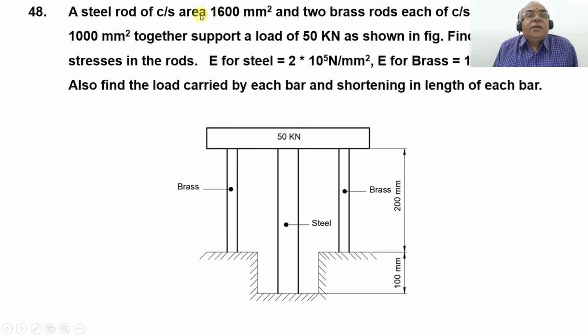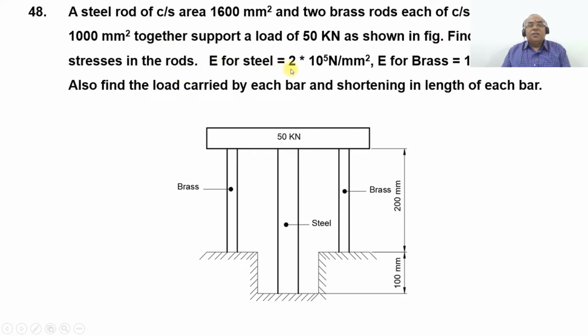So we have the steel rod of cross-sectional area 1600 mm square. So this is the steel rod which is having 1600 mm square, and two brass rods each of cross-sectional area 1000. So these are the brass rods which are having 1000 mm square. Together supports, that means both brass rods and steel rod are supported by 50 kilonewton, as shown in the figure. Find the stresses in the rods.